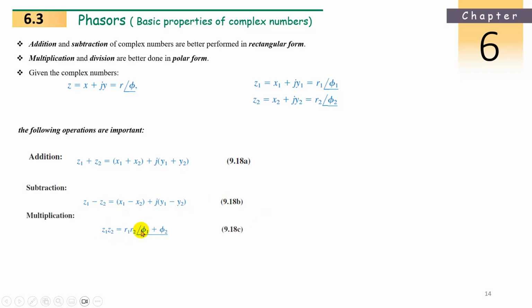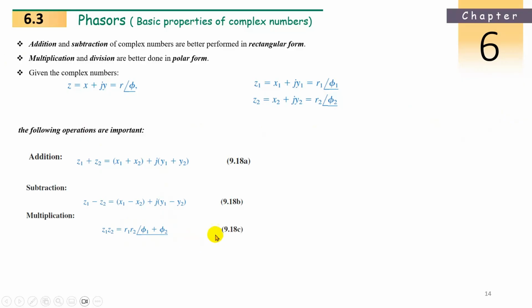Now coming to the multiplication. Z1 multiplied by Z2 is easy in the polar form. In the polar form, it is easy to multiply complex numbers. Z1 is nothing but R1 at phi 1 and Z2 is R2 at phi 2. So directly multiply R1 and R2, and the angle is always added. It's phi 1 plus phi 2. Don't multiply the two angles. Here two rules are there. For the magnitude part, R1 and R2 must be multiplied. The angular part must be added.